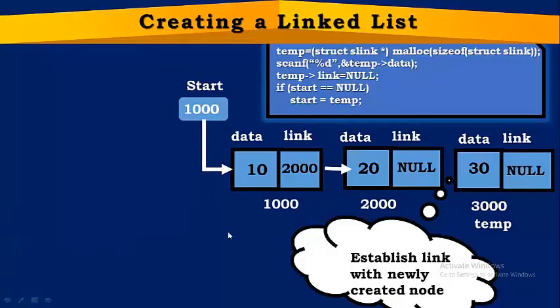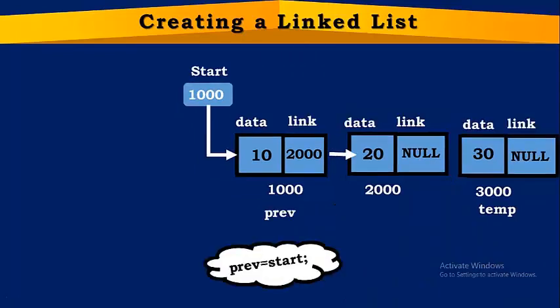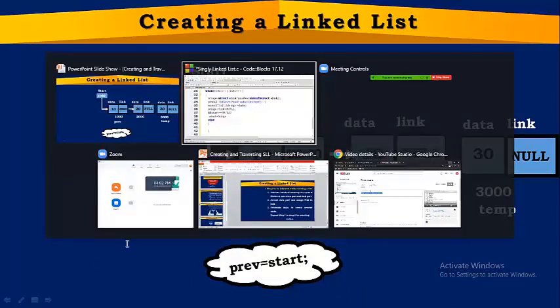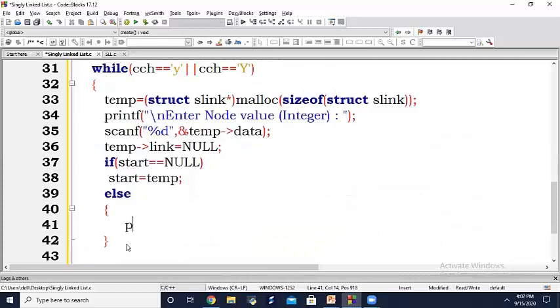So you have to establish the link with the newly created node here. The last node of the linked list, you have to establish the connection to. Okay, now let us see the same code which you have to follow. prev equal to start. So start is assigned to prev. Okay, next.